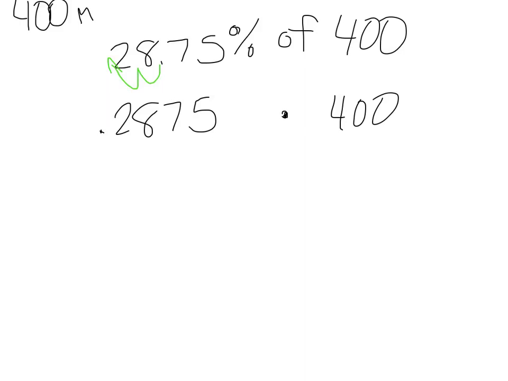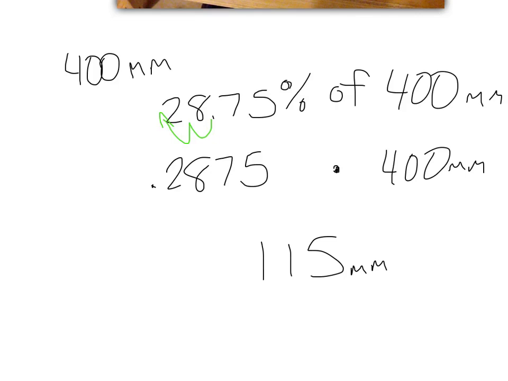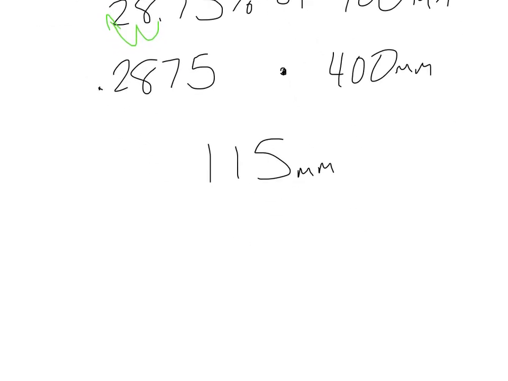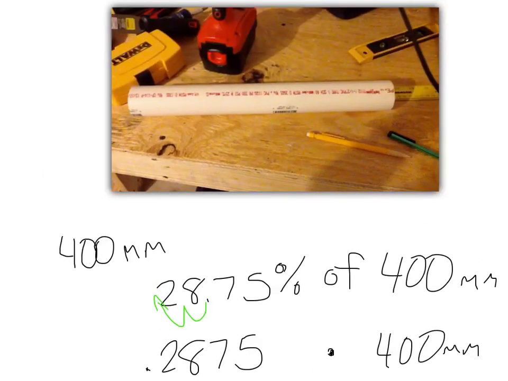And when I do in my calculator 0.2875 times 400, I get 115. And we're talking about millimeters. Should have kept that. Millimeters. Oh, I should have had millimeters up here. That says meters, sorry. Millimeters. Okay, 115 millimeters. So whereas this piece is 400 millimeters, I'm going to have something that's 115 millimeters, approximately going to look like that. 115 millimeters. If it's going to be 28.75% of this length.